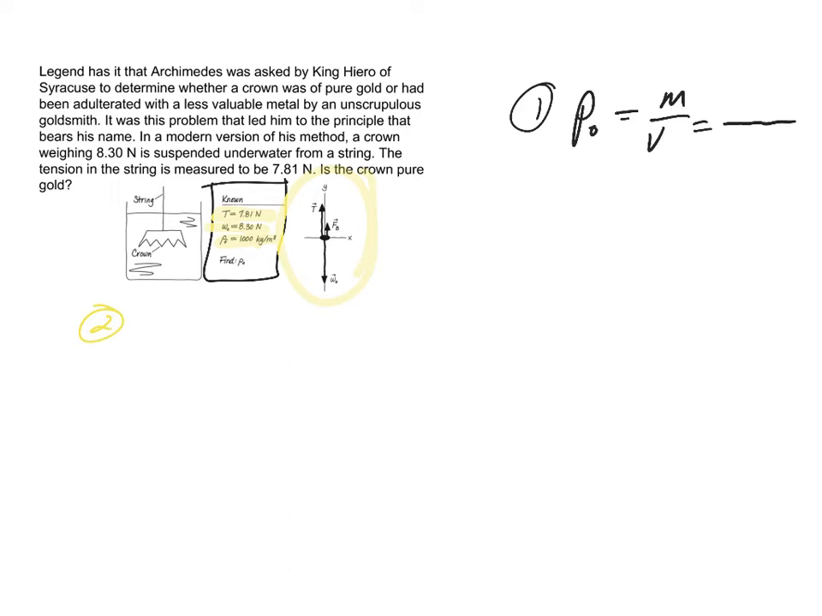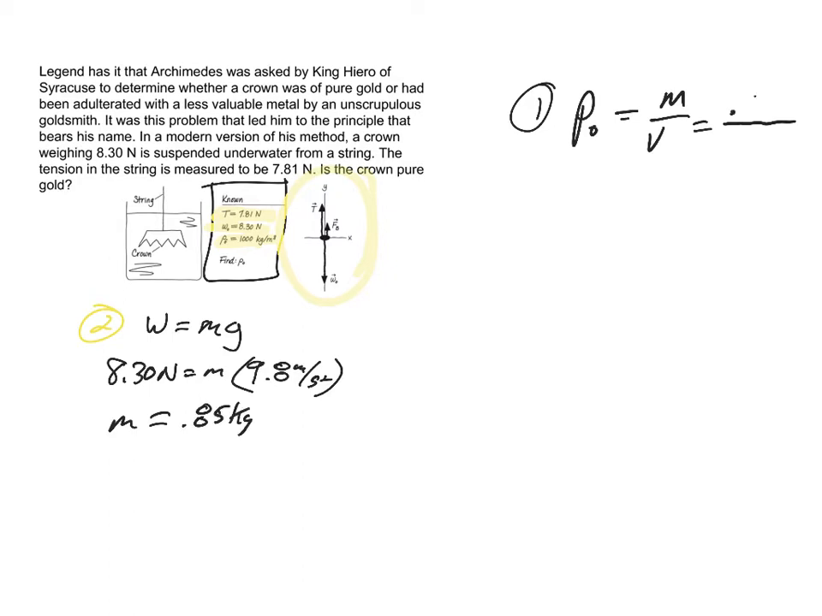Let's go to step 2 and say weight equals mass times gravity. They gave me the weight of 8.30 newtons. Mass is what I'm interested in. Gravity is 9.8 meters per second squared. The mass equals 0.85 kilograms. All right, 0.85 kilograms. I'm kind of stuck on volume.